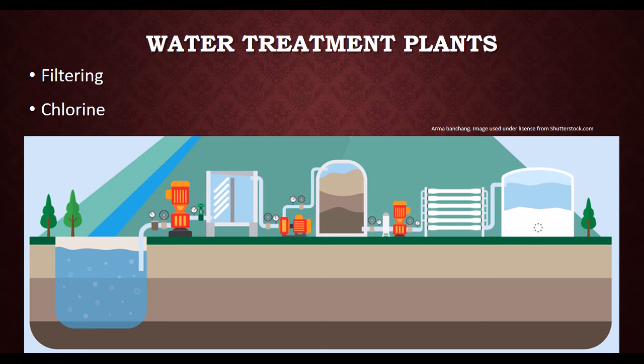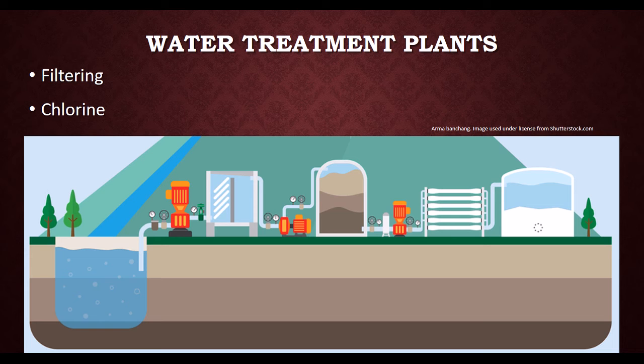These treatment plants filter out the dirt, minerals, elements, and chemicals contained in the groundwater, and use chlorine to get rid of the bacteria. We use chlorine in swimming pools for the same reason, to get rid of the bacteria in the water and make it safe for us to swim in. But you still should not drink swimming pool water.